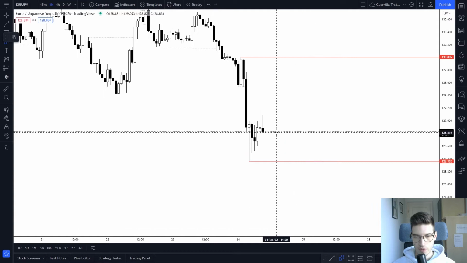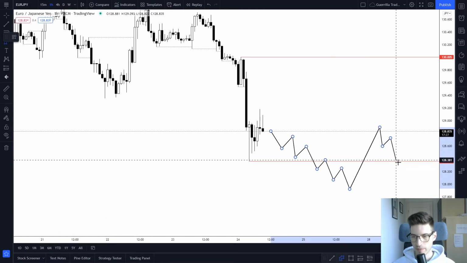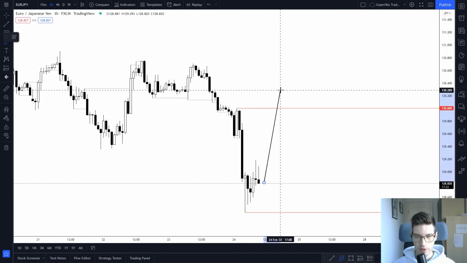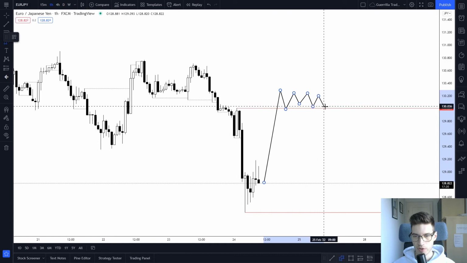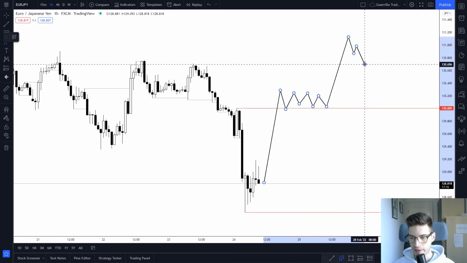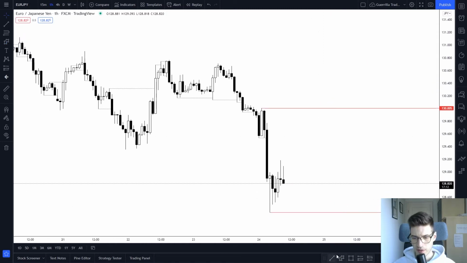We can start to form a descending structure, that is always a possibility. Then I would look for a reversal and a trade to the long side, or we can reverse straight from here. If we get the V reversal, then I would look for a small range and a continuation of the second leg, and then look for a trade. So those are some of the possibilities.